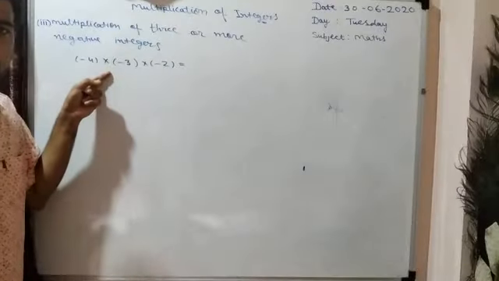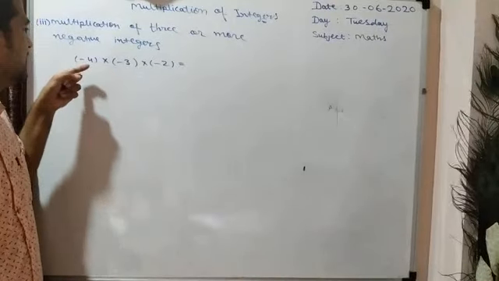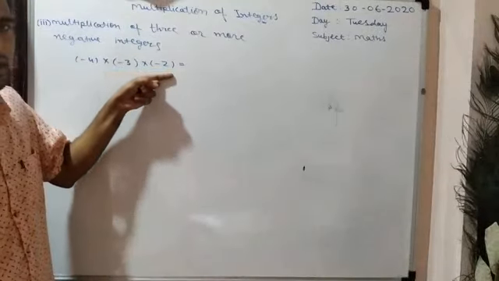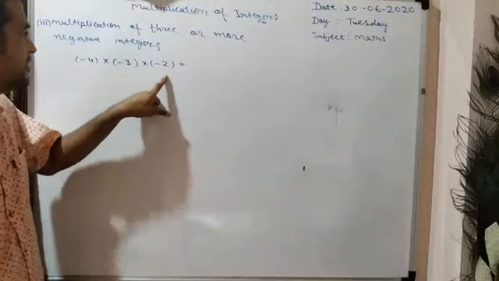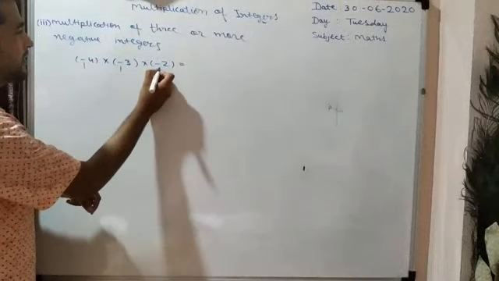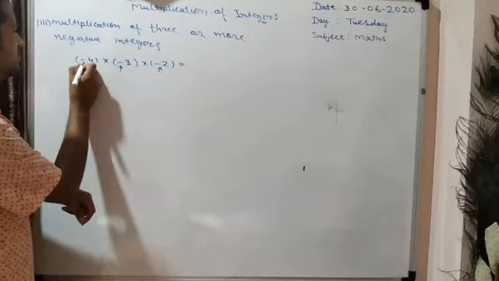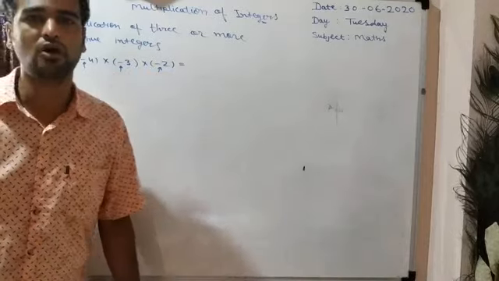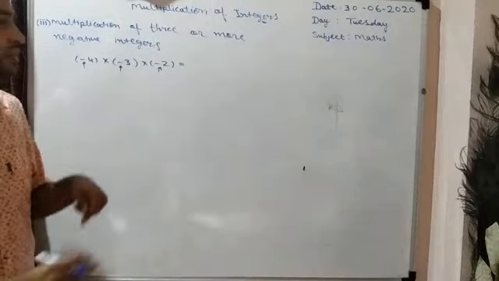here, how many negative integers do we have? Here we have 1, 2 and 3, and all are negative integers. So how will we perform a multiplication operation between these three negative integers?